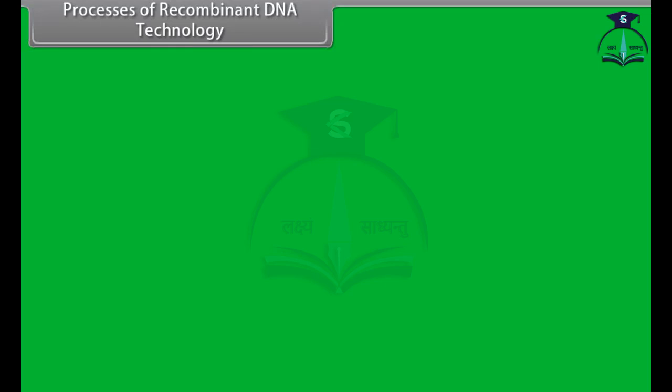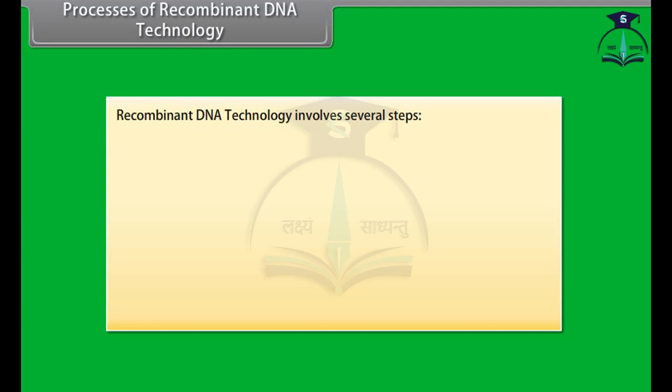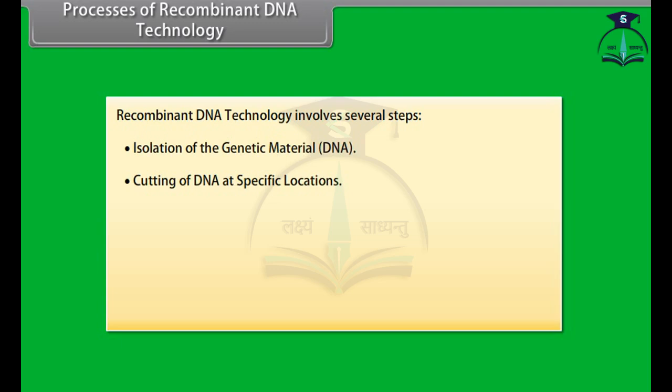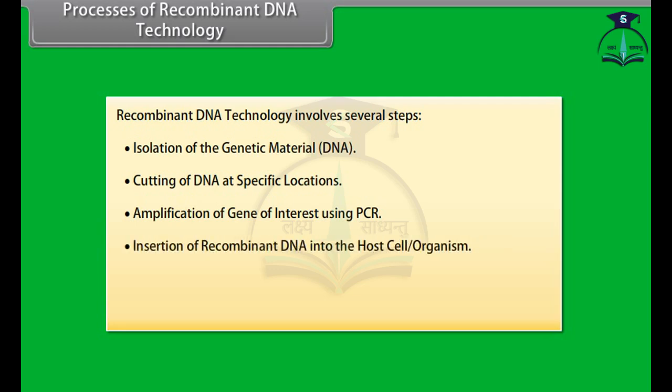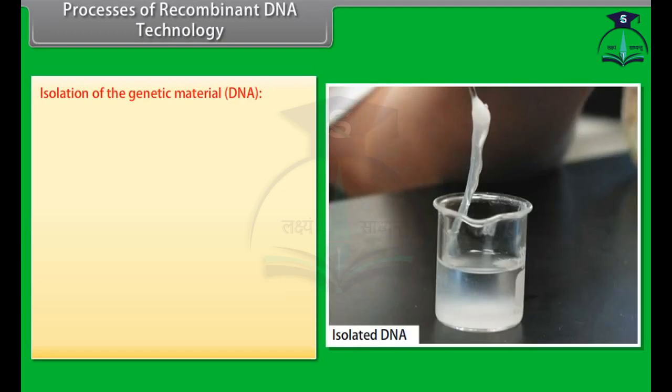Processes of recombinant DNA technology. Recombinant DNA technology involves several steps. Isolation of the genetic material, DNA, cutting of DNA at specific locations, amplification of gene of interest using PCR, insertion of recombinant DNA into the host cell organism, obtaining the foreign gene product, downstream processing.